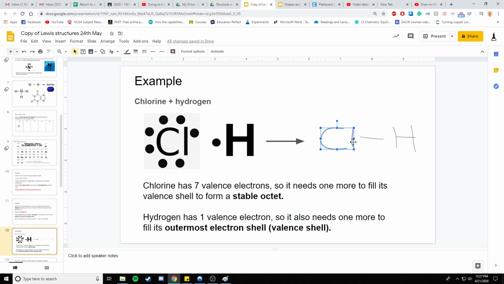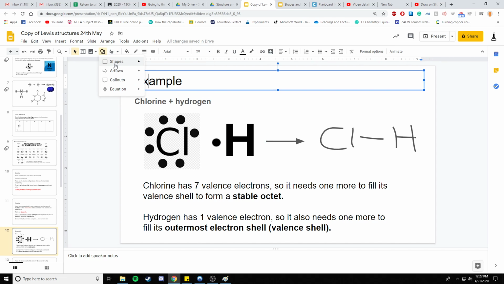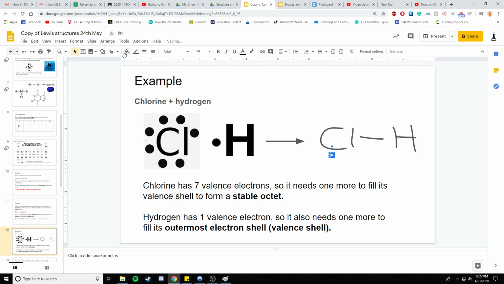When we do this, we also need to put our lone pairs of electrons in the image. They look like this. Let me just fill it black. And we'll copy paste that a whole bunch. So we've got 3 lone pairs, so 3 pairs meaning 6 total, around this chlorine.